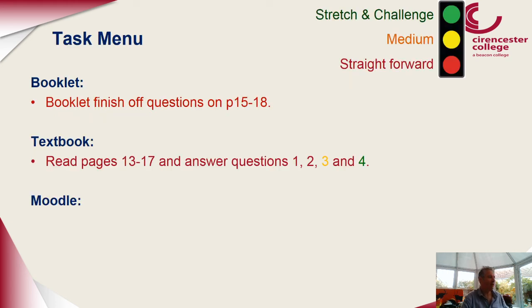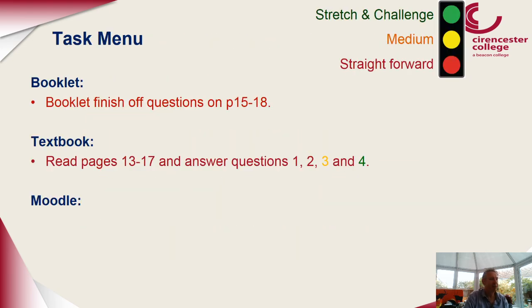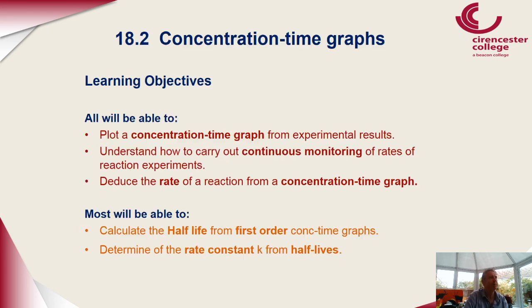Okay, so here is your task menu. We're nearly there. Finish up the questions in your booklet, pages 15 to 18. The textbook, pages 13 to 17, answer the questions. That's pretty much it. Let's just recap. Remember that those are medium and straightforward tasks. The red one is the straightforward, so everybody should have done that. Medium, pretty much everybody should do that booklet as well. So that's what we've gone through.